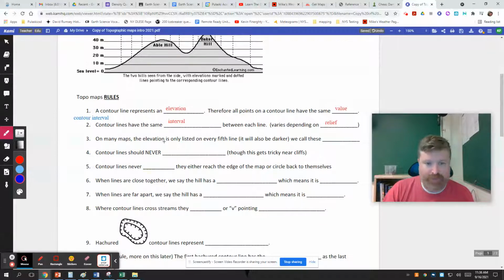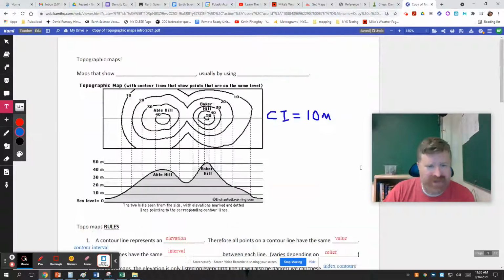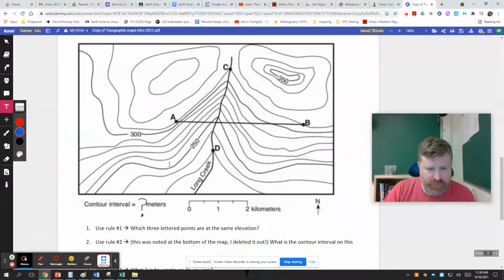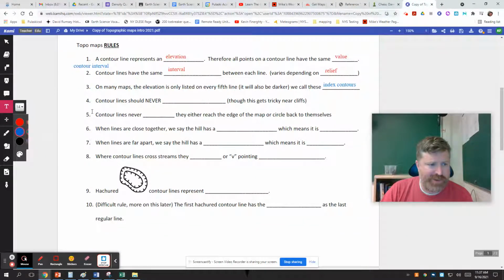All right. On many maps, the elevation is only listed on every 5th line. It'll also oftentimes be darker. We call these index contours. It's not really on that map, but on this map, we do have them. So there's an index contour there, 250, an index contour there, 300, an index contour there, 350. So the deal will be, when it's time to find the contour interval, if I know that line's 250 and I know that line's 300, what is the value of each line in between? You just have to figure it out. Contour lines should never touch.